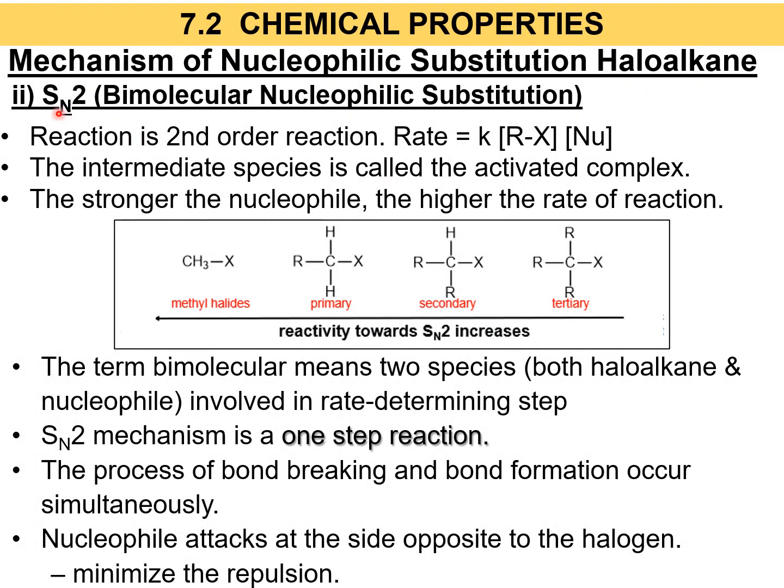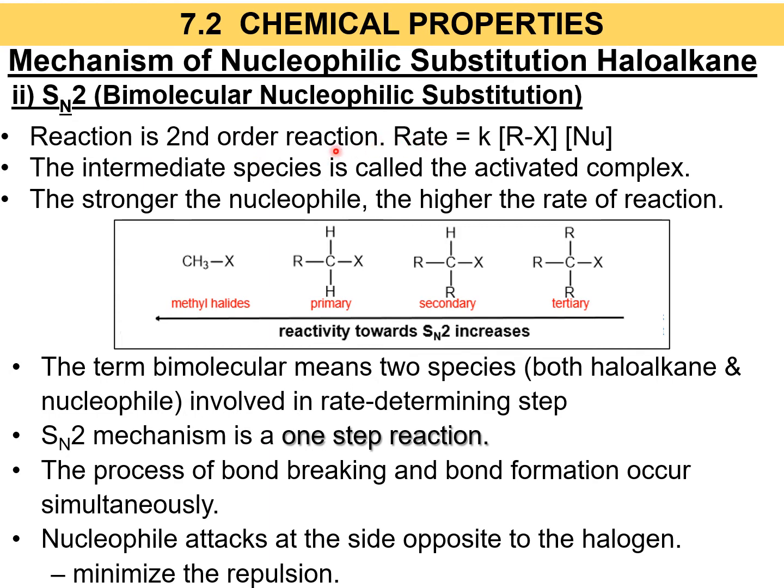Next, we're going to learn about SN2 mechanism. Basically, SN2 ni ialah bimolecular nucleophilic substitution. The term bimolecular tu maksudnya both haloalkane dengan nucleophile tu akan involve in the rate determining step. That's why it's a one-step reaction. Okay, maksudnya the process of bond breaking dengan bond formation ni will occur simultaneously, and this reaction is actually a second order reaction.